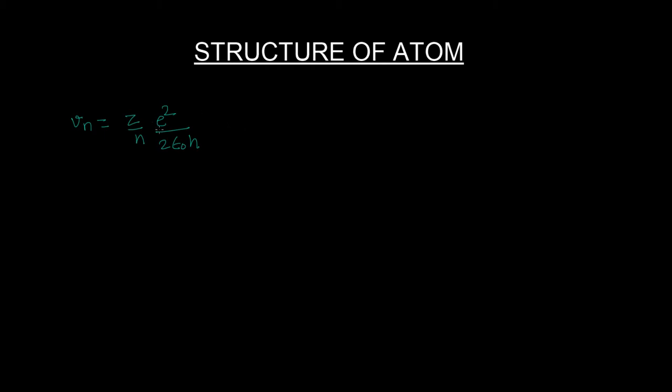Now this part is a constant. This is h, this is a constant. So why not find it out and just let it be in terms of Z and n? If you put those values and calculate, it comes out to be Z upon n into 2.19 into 10 to the power 6 meter per second. You understand? So you do not have to bother about all these values.